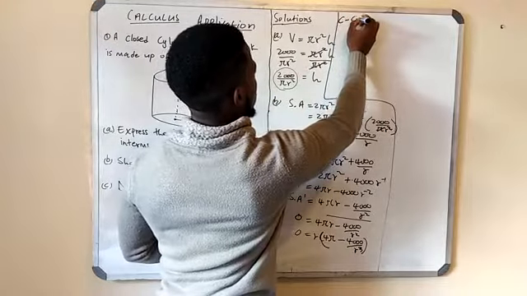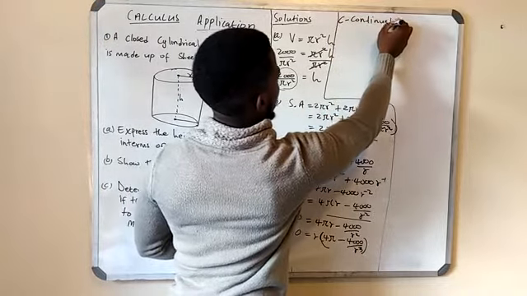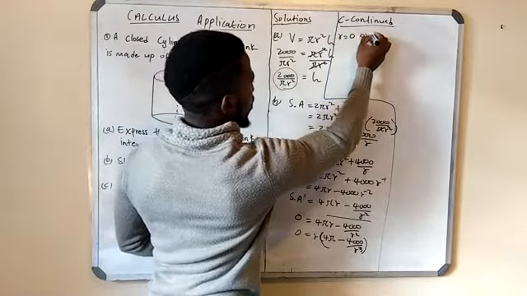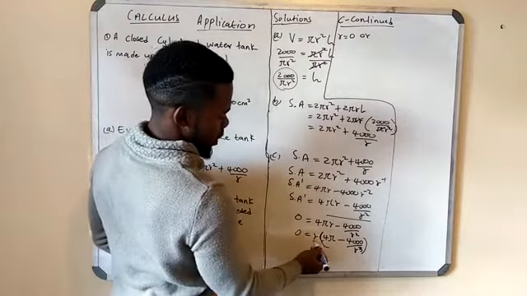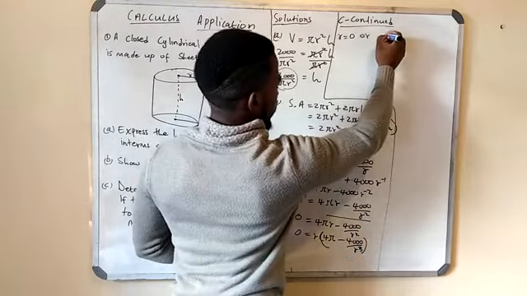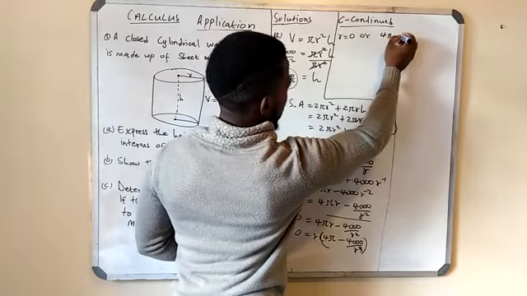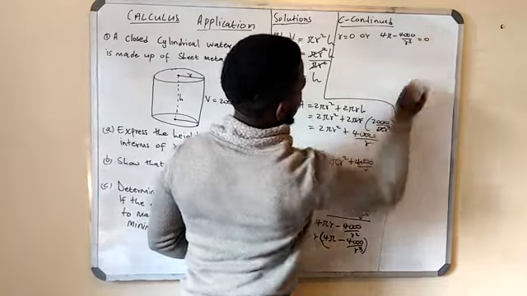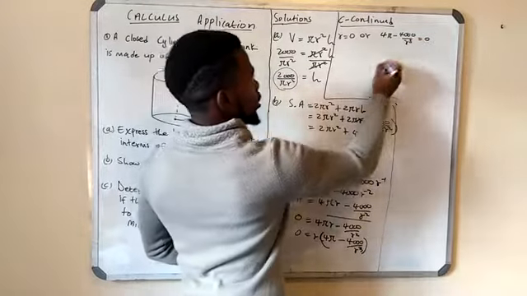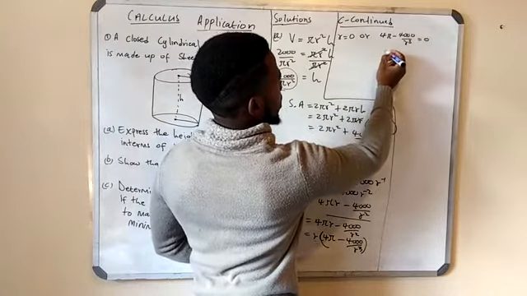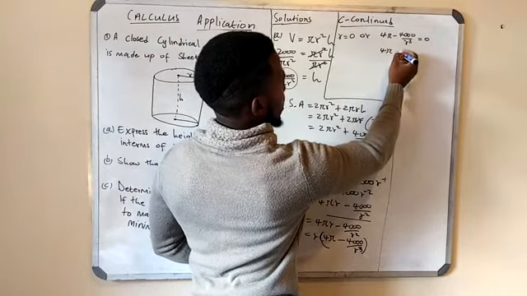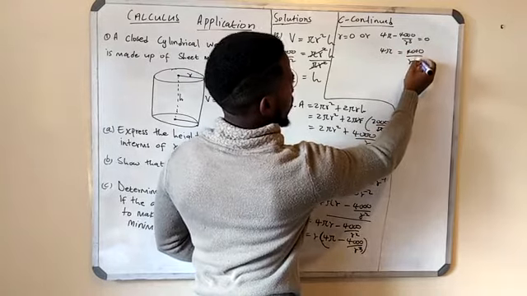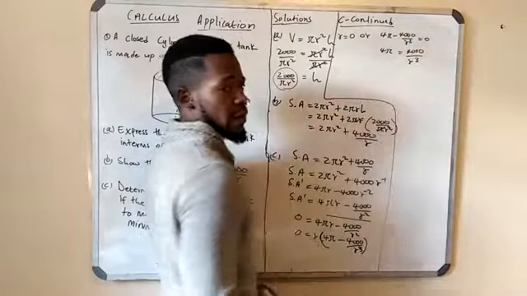This is continued. So you have r equals 0, or you equate this to 0. r equals 0, or you have 4π minus 4000 all over r cubed equals 0. So we're going to have 4π being equal to 4000 all over r cubed. I've transposed this one to the right hand side.